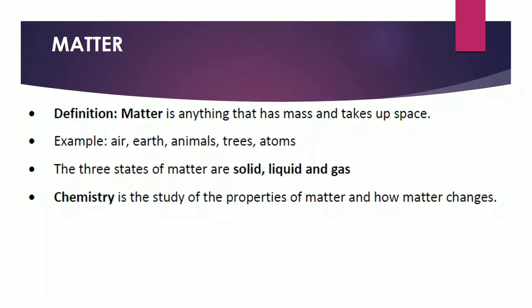Matter is anything that has mass and takes up space. When it has mass, we can measure it by using an analytical balance or any weighing scale, and taking up space means that it occupies volume. Examples are earth, animals, trees, atoms, and so on. And there are three states of matter, which are solid, liquid, and gaseous.